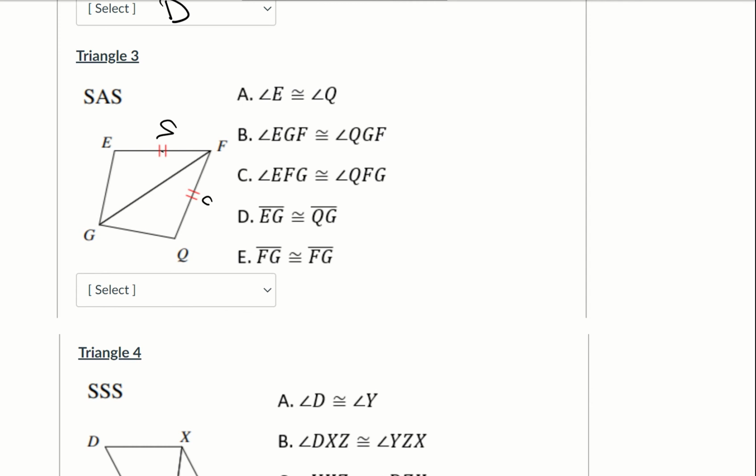For triangle 3, we have a side and a side. So these two sides correspond. That makes sense. And then we need an angle. Technically we have a side here because this side is congruent to itself. So we have a side and a side, and we need an angle, and more specifically, we need this angle. We need to know that angle EFG is congruent to angle QFG. Okay, so that's this one right here.